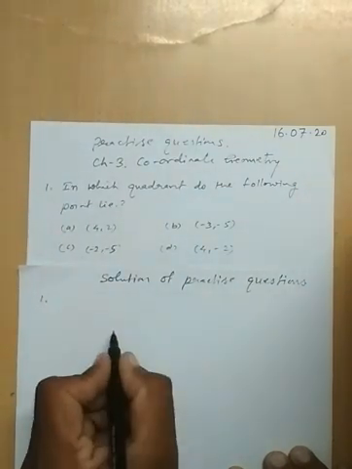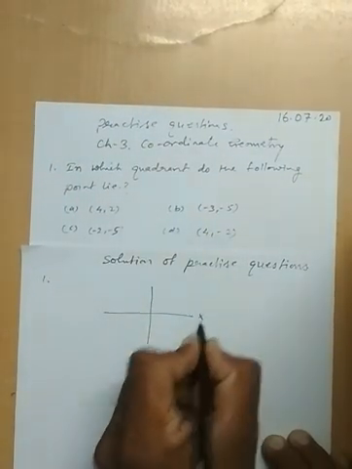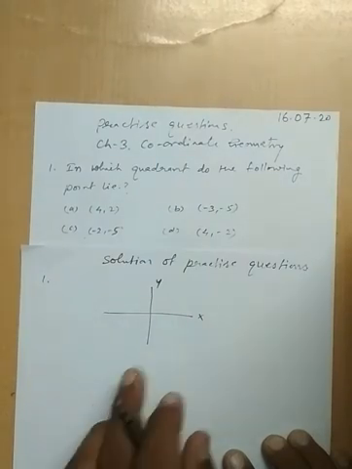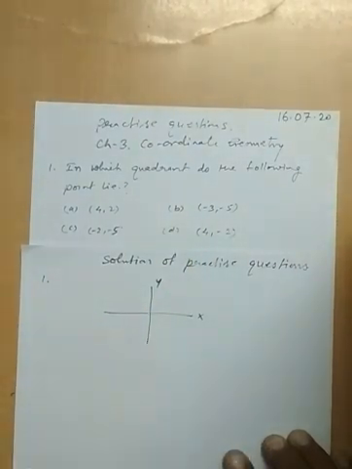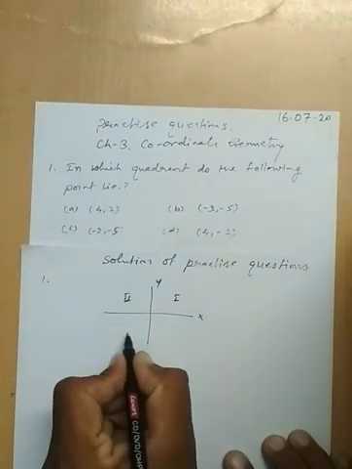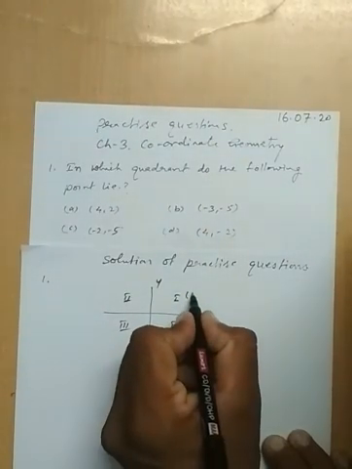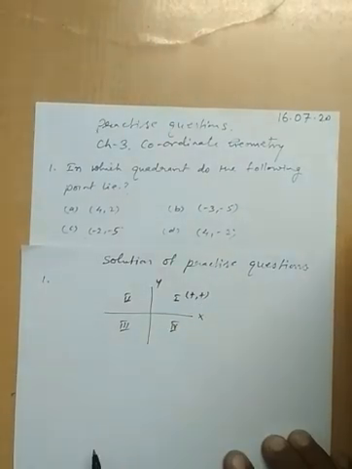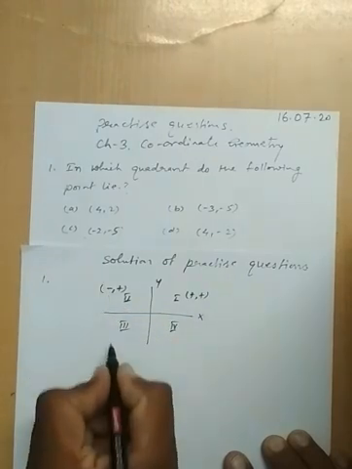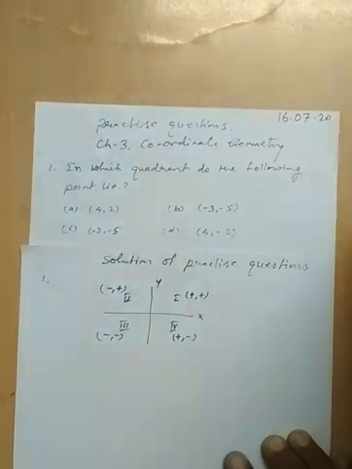For the quadrants, we draw a horizontal line and a vertical line. This is the x-axis and y-axis, and our plane will be converted into the coordinate plane or the Cartesian plane. This is the first quadrant, second quadrant, third quadrant and fourth quadrant. In the first quadrant, the signs of x coordinate and y coordinate are positive. Here minus plus, in the third quadrant minus minus, in the fourth quadrant plus minus.